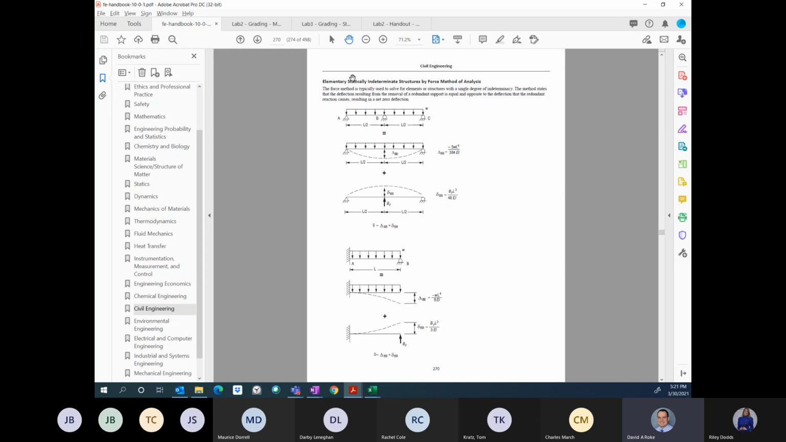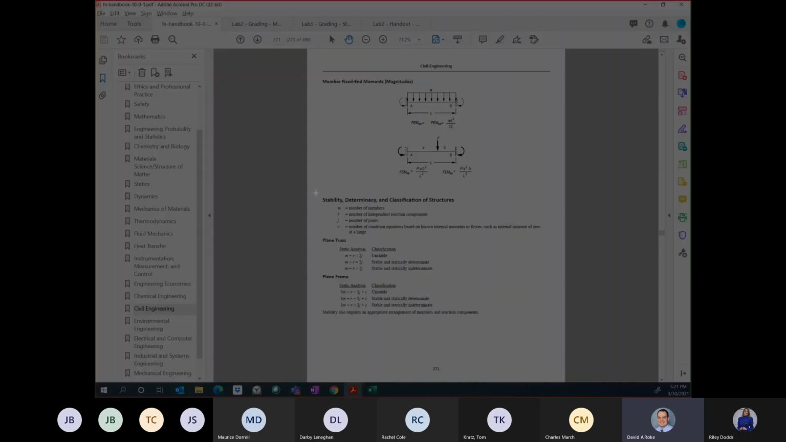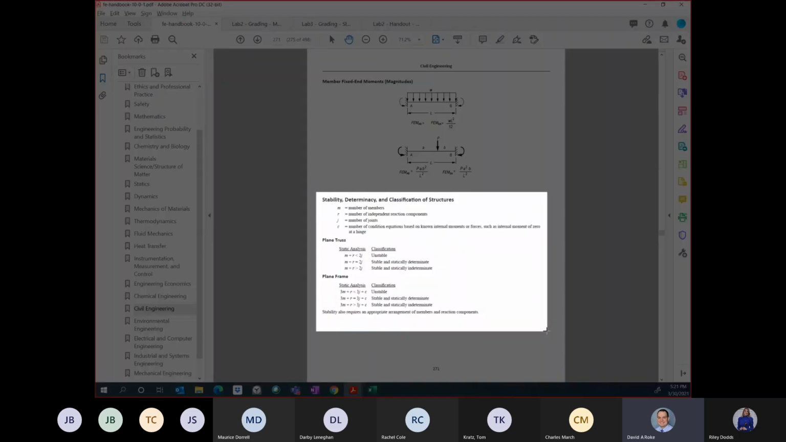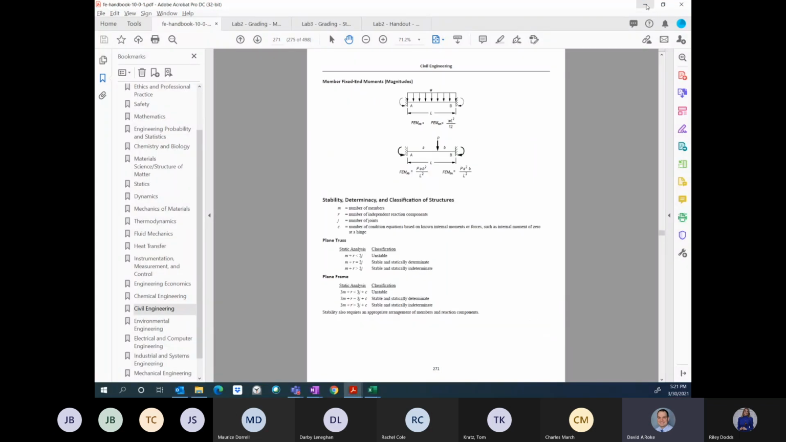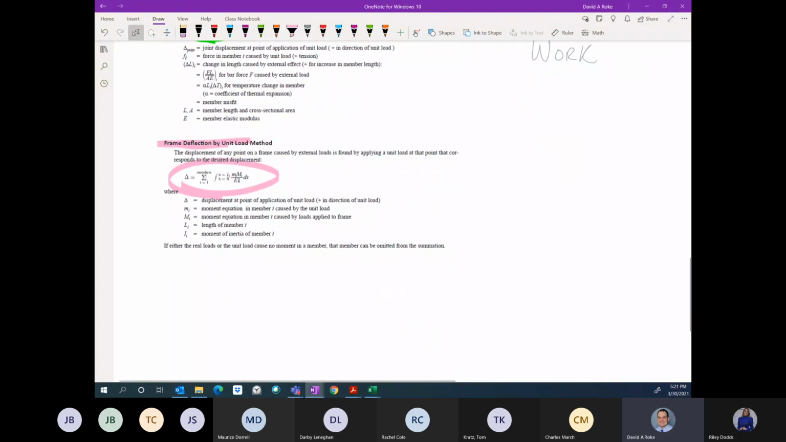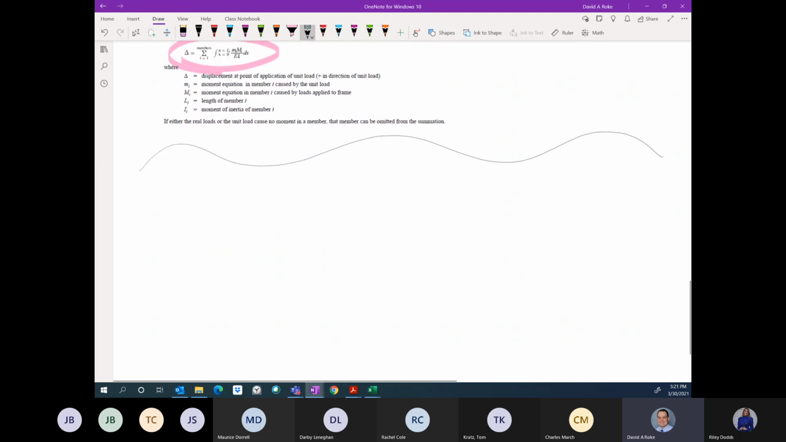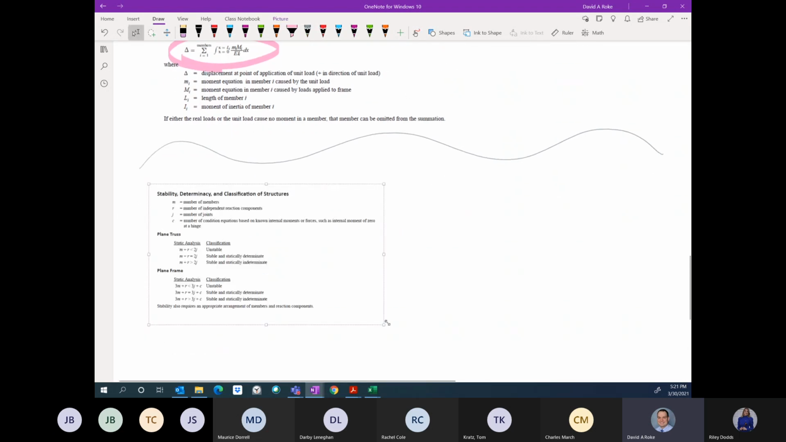We've got, again, the force method. We already briefly talked about that. We've got the member fixed end moments. We already brought that up. The last distinct topic, because then we go into structural design, which I believe Dr. Patnaik either will review or has reviewed for you, is stability and indeterminacy.